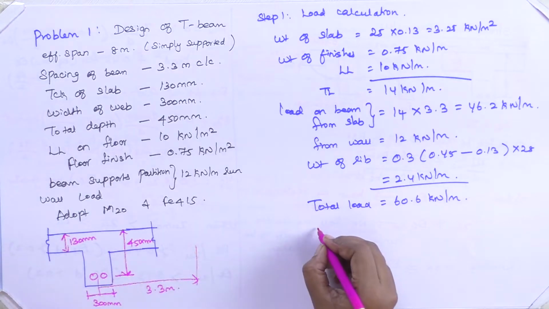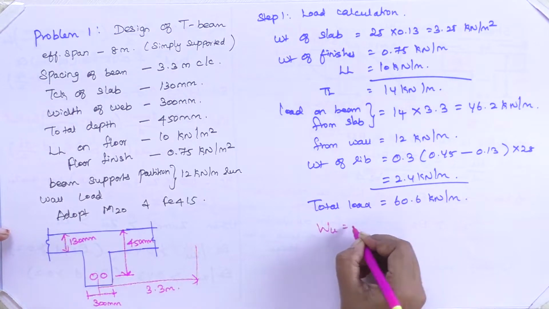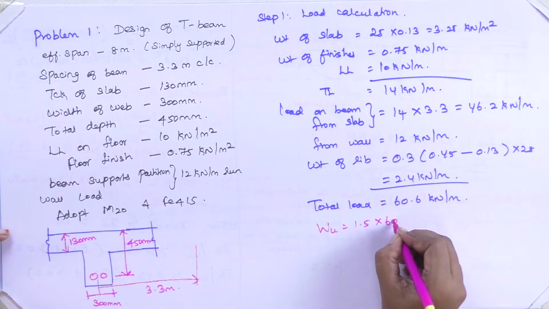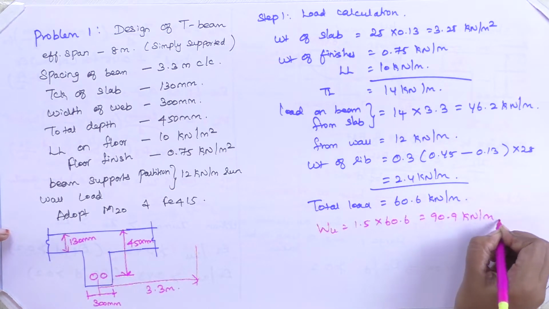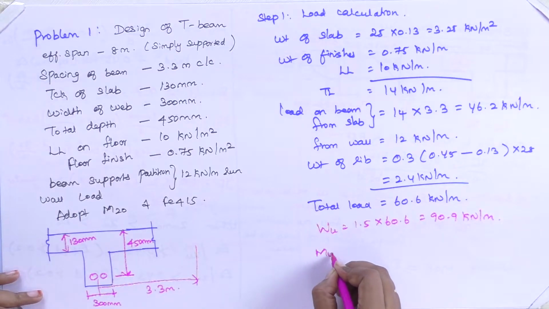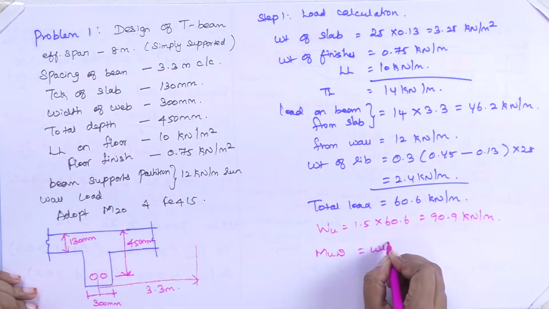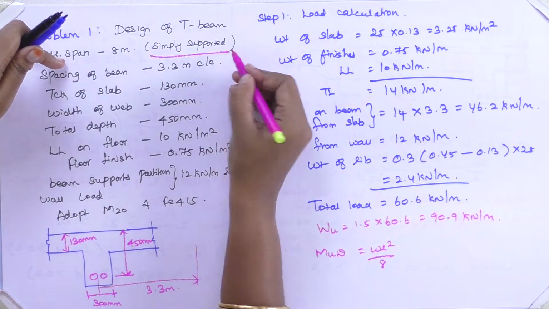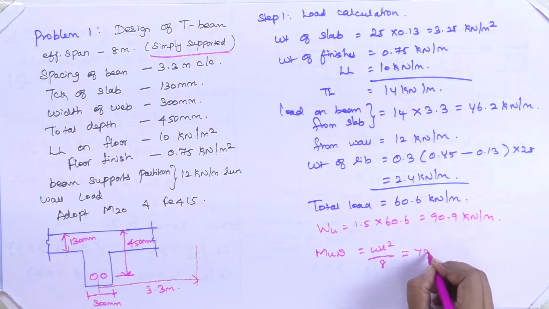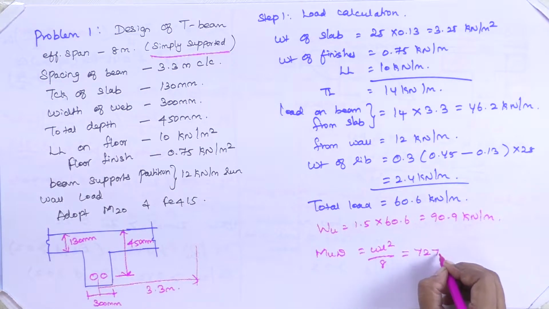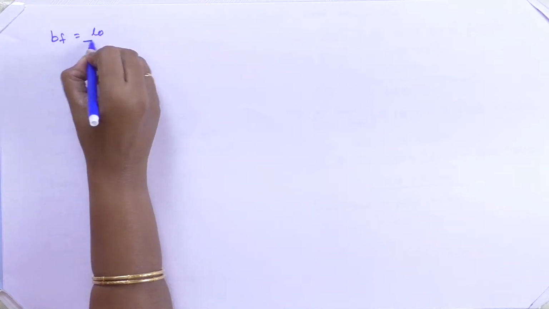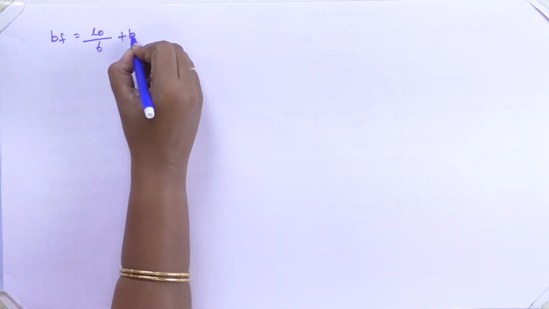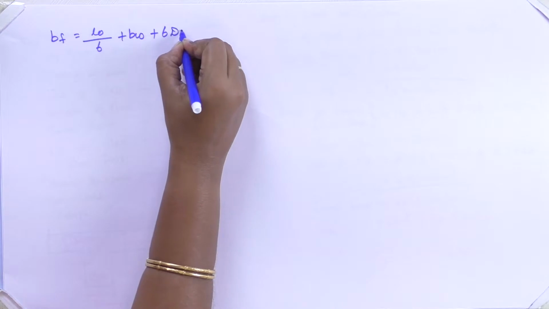Now coming to the picture, what is WU? That is 1.5 times 60.6, I will get 90.9 kilonewton per meter. We all know MUD is equal to WL squared by 8, it is the simply supported condition. So I will get 727.2 kilonewton meter. Now I will calculate BF value, that is L0 by 6 plus BW plus 6 times DF.